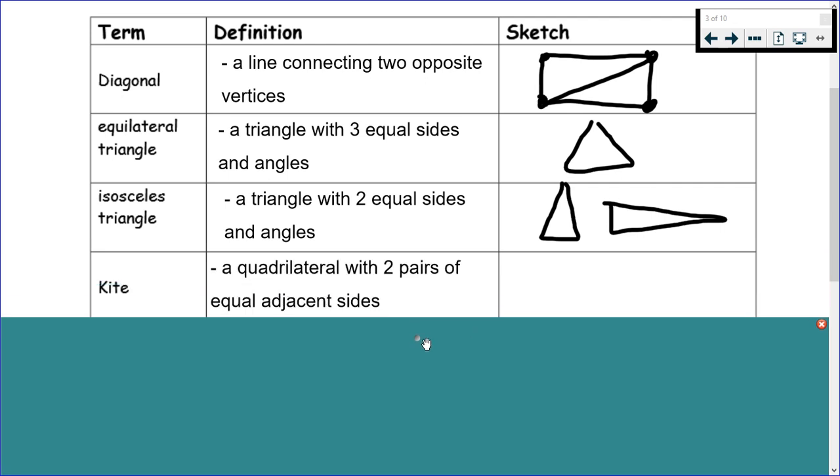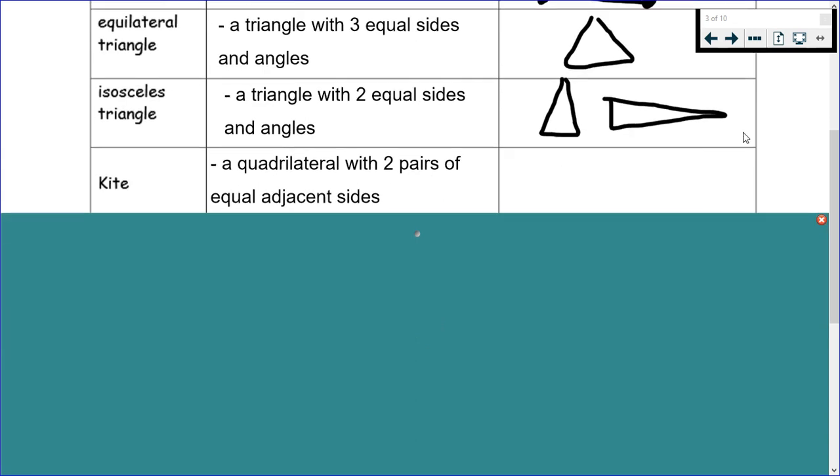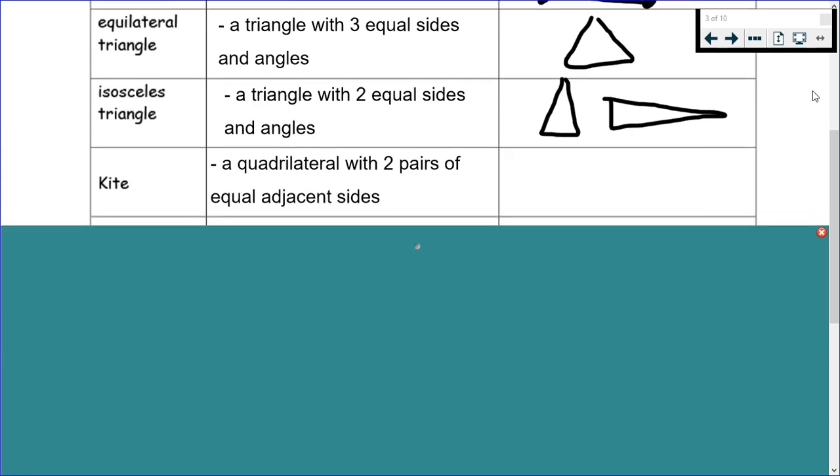All right, a kite. A kite is a quadrilateral with two pairs of equal adjacent sides. Basically, it looks like a kite, like you would fly in the sky. So it's going to look something like this. And there's two different pairs. Adjacent means next to. These two sides are next to each other and they have the same length. And these two sides are next to each other and they have the same length that's different than the length up here.